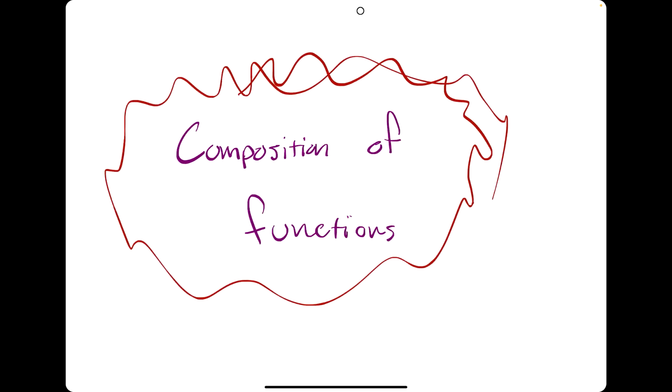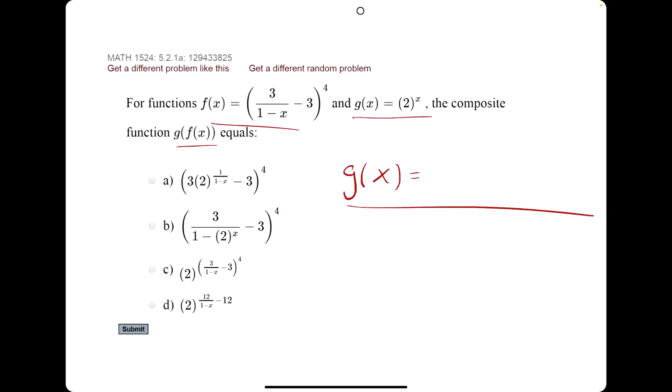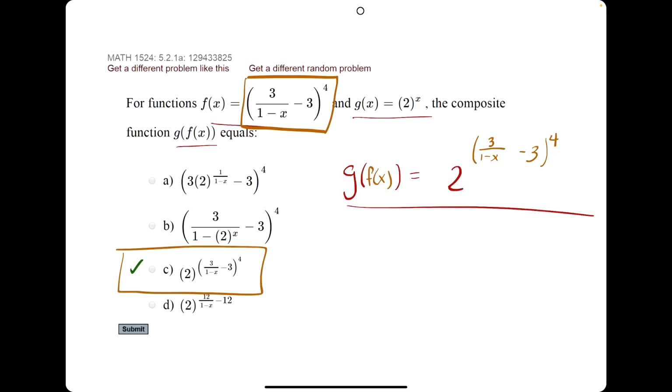Composition of functions. In this problem, they give us a function f, they give us a function g, and they're asking us to find the composite function g of f of x. We know that g of x is equal to 2 to the x. So if we wanted to find g of, say, 4, all we would do is plug in 4 to the exponent and calculate that. But in this case, they're not asking us to plug in a number, they're asking us to plug in an entire function, f of x. So what we'll do is plug in the entire function, f of x, into the function g in place of where the x was. And that's it. So we're just looking for the answer that matches this most closely, and that's option C.